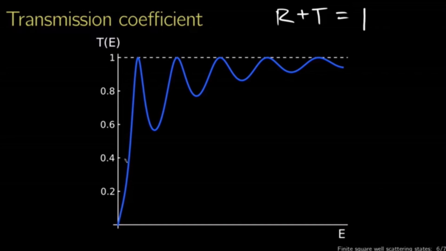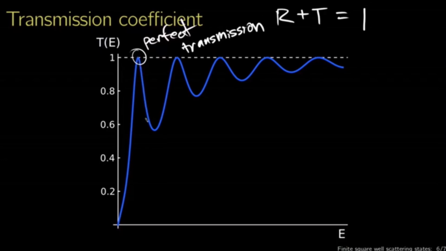As the energy of the particle increases, the probability of transmission, the squared amplitude of the wave function that passes the well, increases until it reaches 100%. That's a little strange. We have perfect transmission here. Zero reflection.